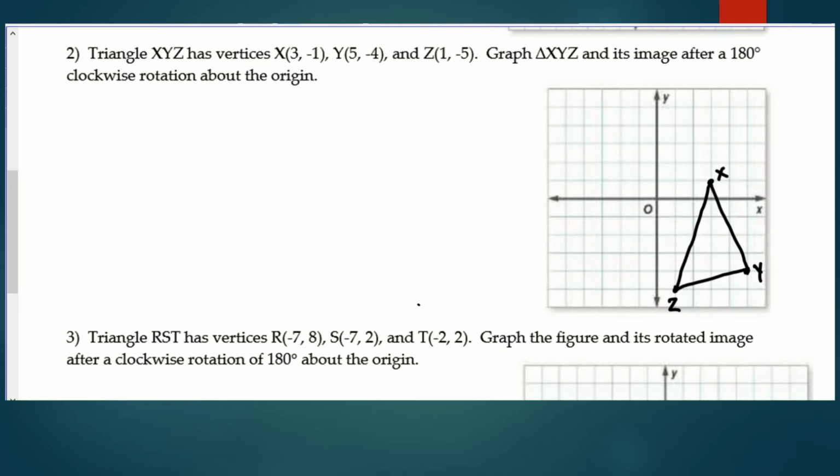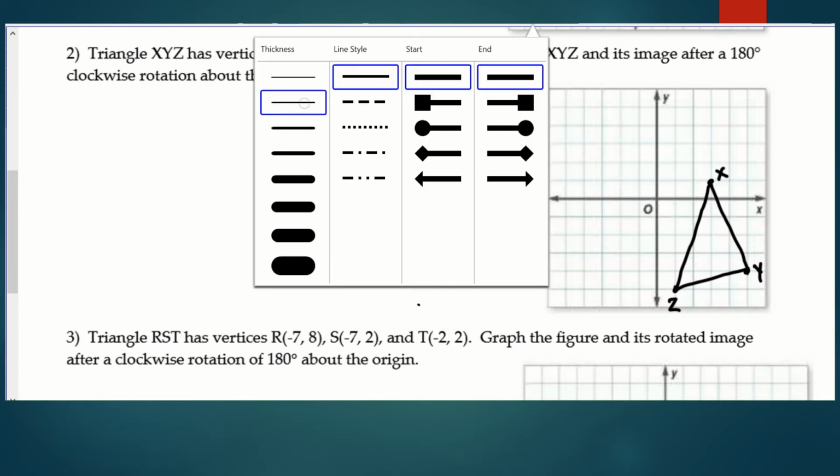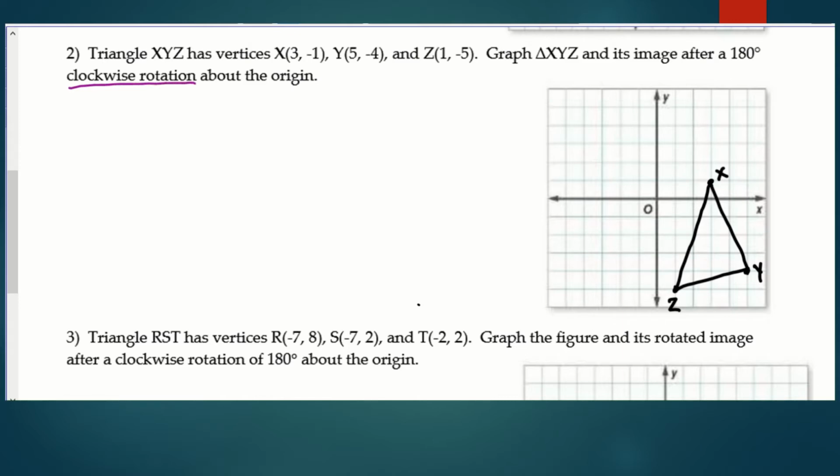So I'm actually going to take this triangle and rotate it 180 degrees clockwise. Okay, so remember clockwise, we're moving to the right. So clockwise rotation about the origin. Now 180 degrees clockwise is actually the exact same as 180 degrees counterclockwise as well.